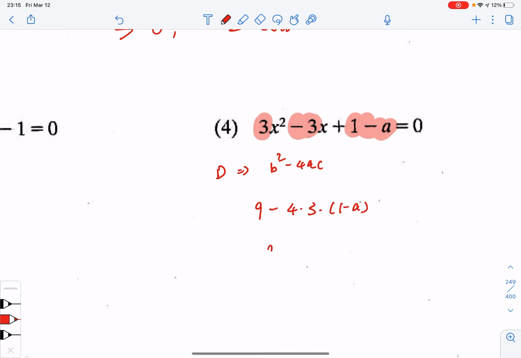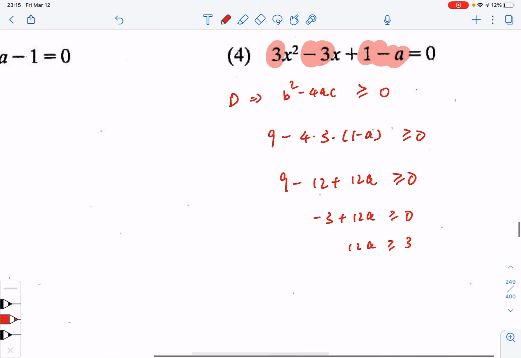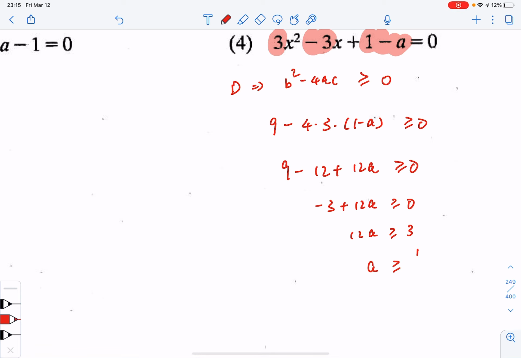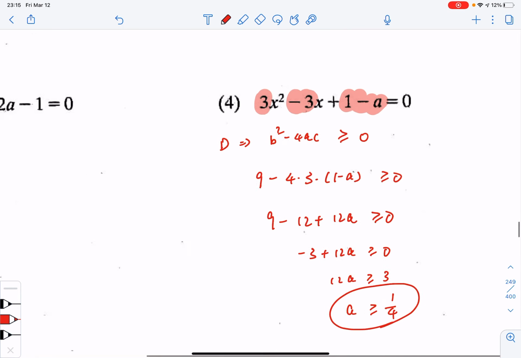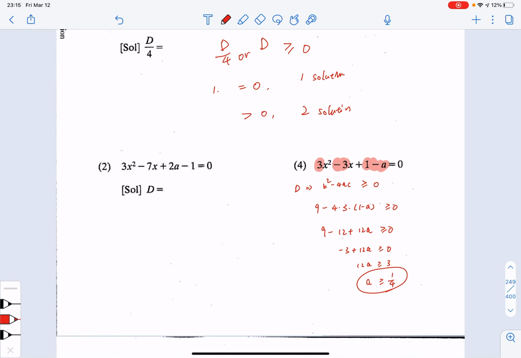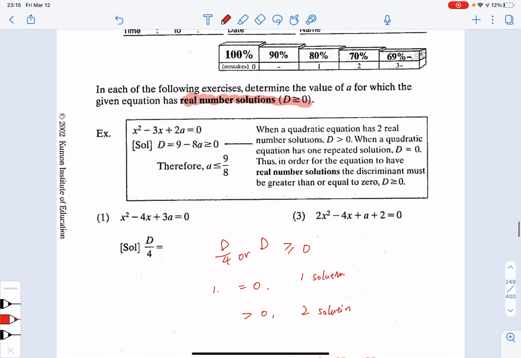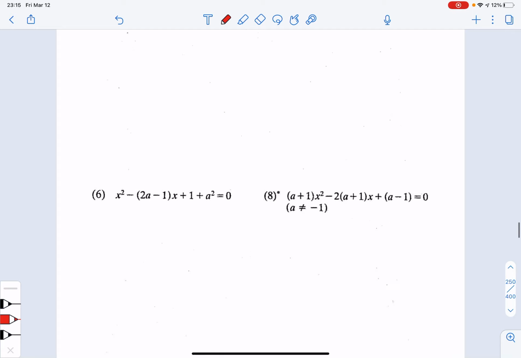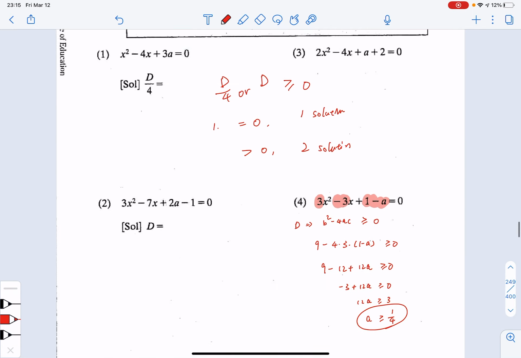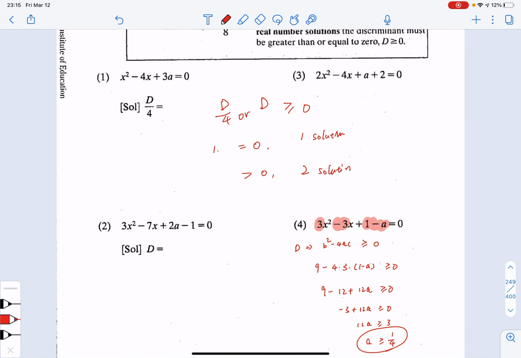In this case, 9 minus 12 plus 12a is, actually, greater or equal to 0. Negative 3 plus 12a greater or equal to 0. 12a greater or equal to 3. And a is greater or equal to 1 over 4. So as long as a is greater or equal to 1 over 4, the equation will have real number solutions. Okay, so the rest is pretty much the same thing. I want you to try it out yourself, and that concludes today's video.